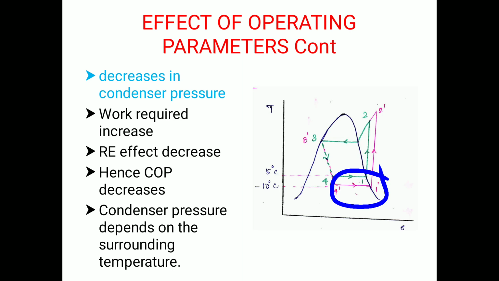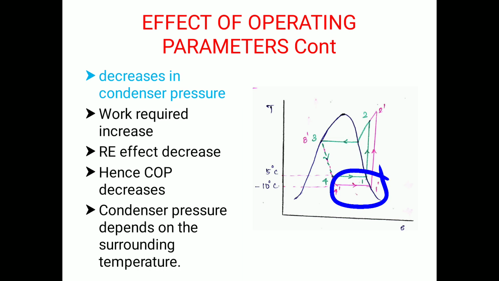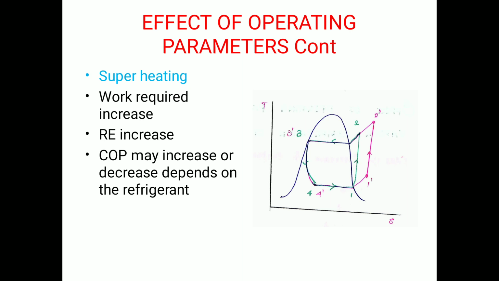So evaporator and condenser pressure both depend on some other parameters. We can't take any value for the condenser and evaporator pressure. So evaporator pressure depends on desired lower temperature and condenser pressure depends on surrounding temperature. So the next case is superheating.